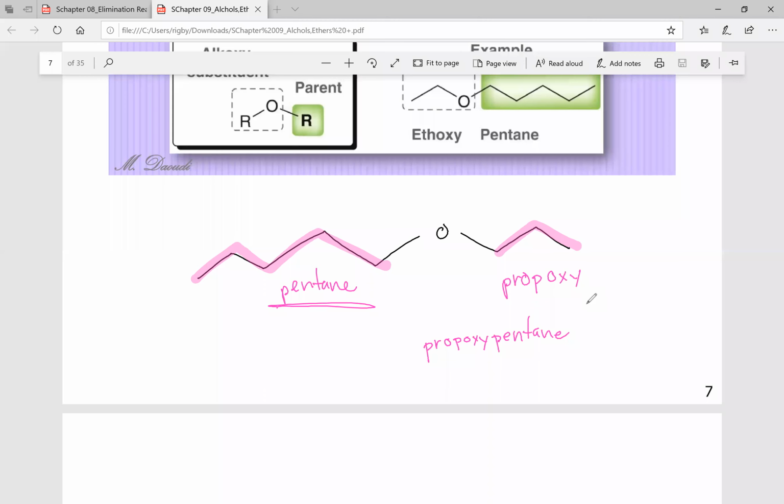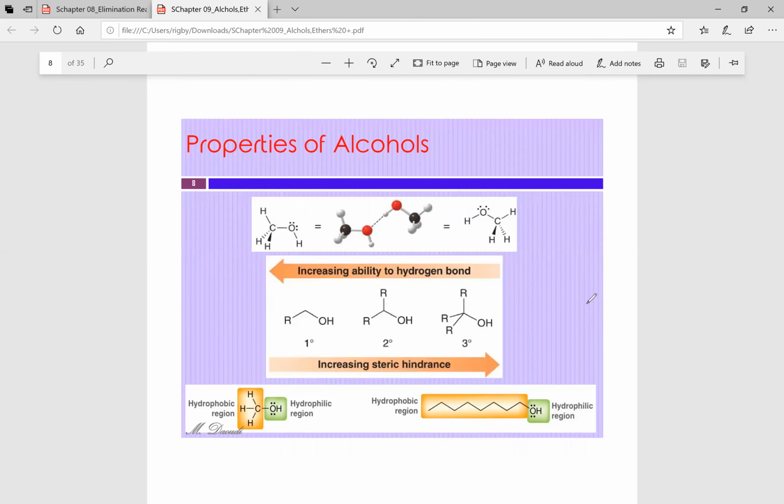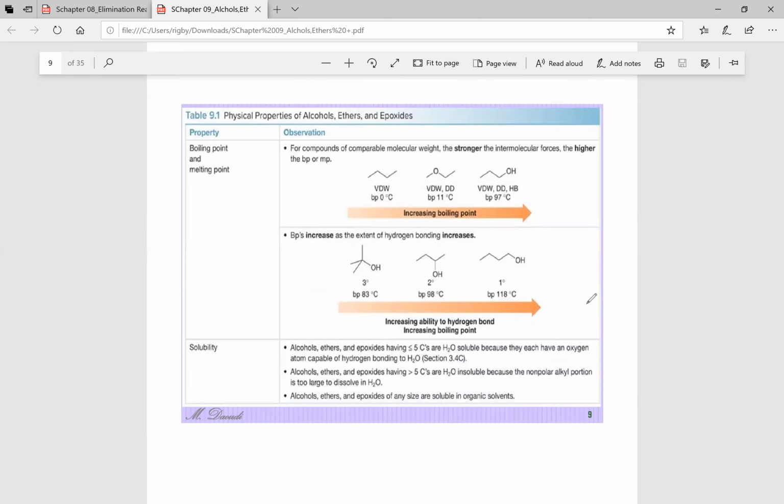Okay? So properties of alcohols, again, alcohols, obviously they have hydrogen bonding because an OH group has a hydrogen bond. And then we can see here that the increasing ability of hydrogen bonding decreases with more steric hindrance, which makes sense because if there's a lot of steric hindrance, there's less room for hydrogen bonding to occur. Okay, and this was all covered in chapter 3, I think. So if you need to go back, just review that. And then physical properties, again, same thing as with chapter 3.